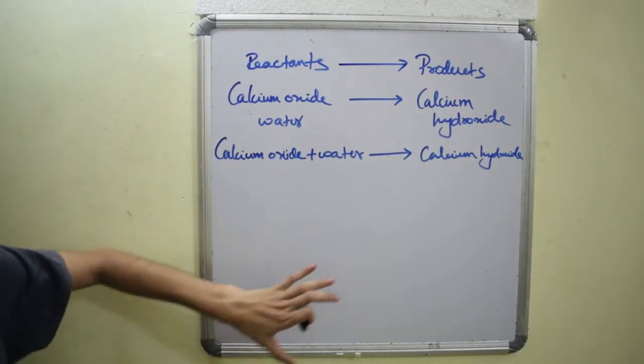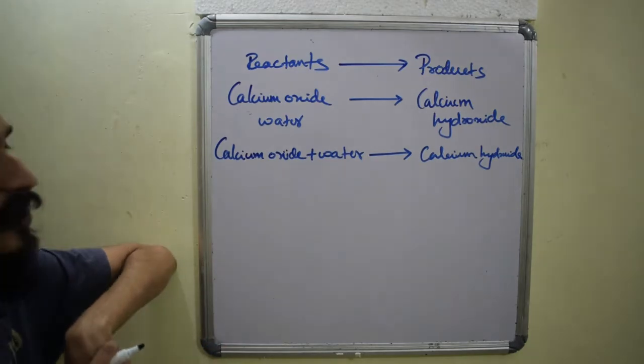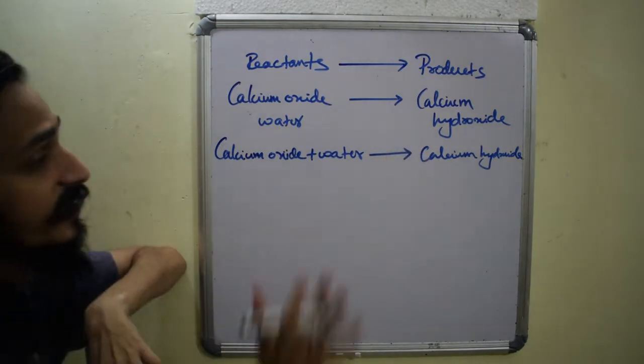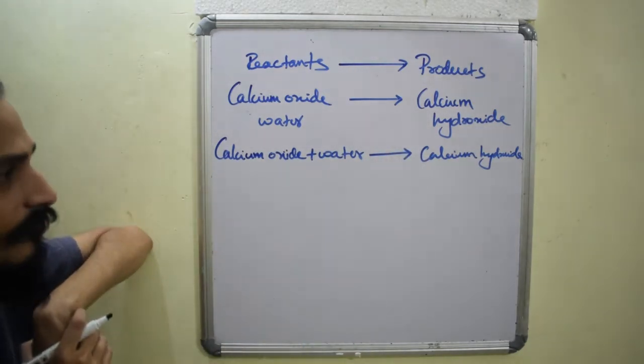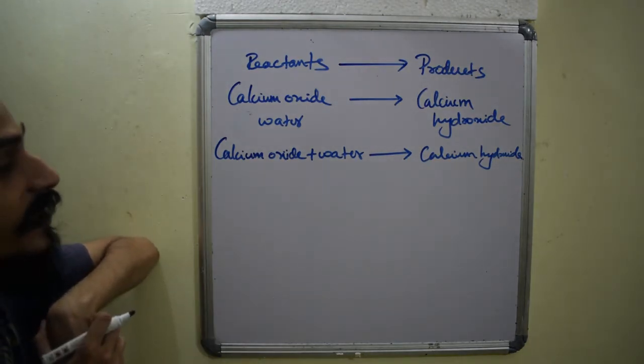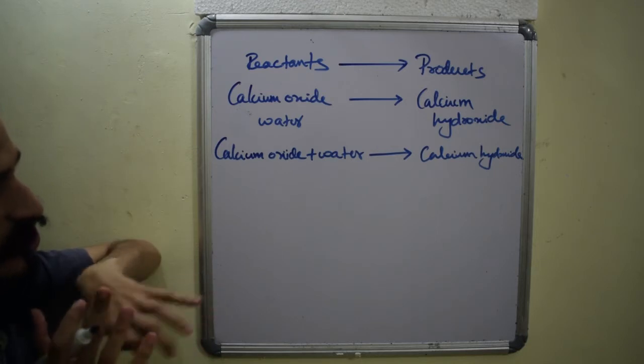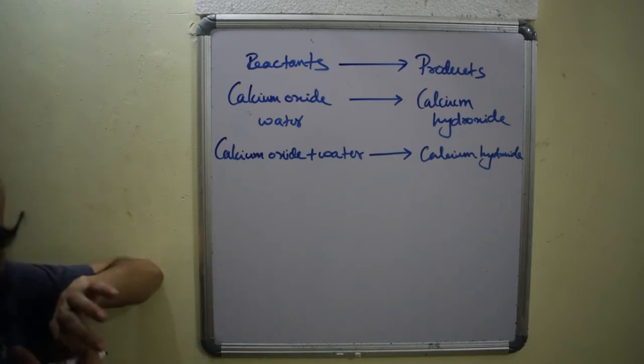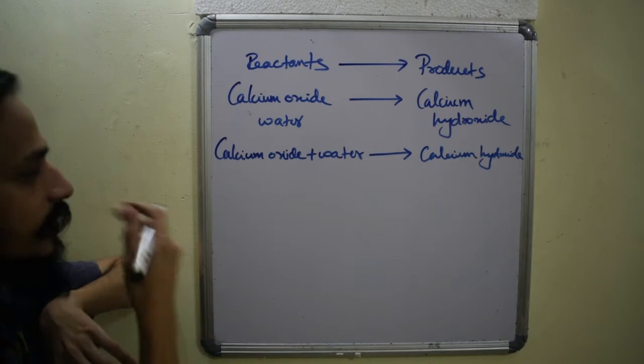This is the most basic form of writing a chemical equation, by just writing the names of everything that is involved. The next step that we take is, instead of the name, we change that to the formula of that certain chemical.